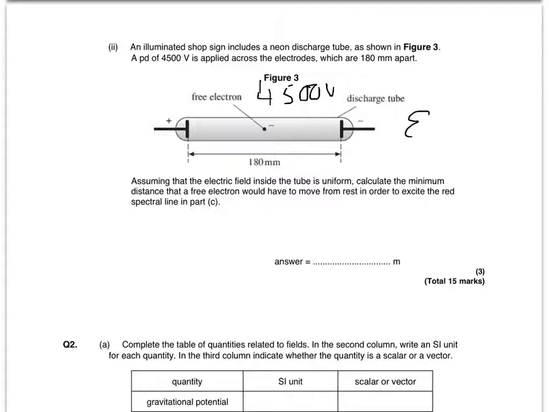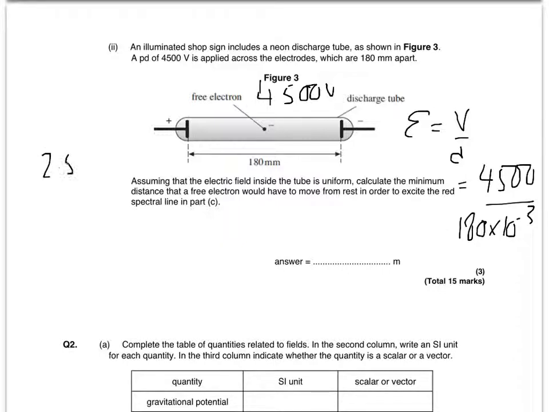So we know the electric field strength equals V over D, which equals 4500 over 180 times 10 to the minus 3, which is 2.5 times 10 to the 4 volts per meter.